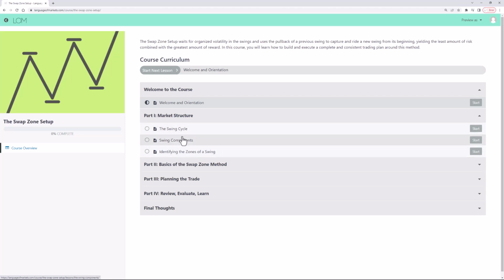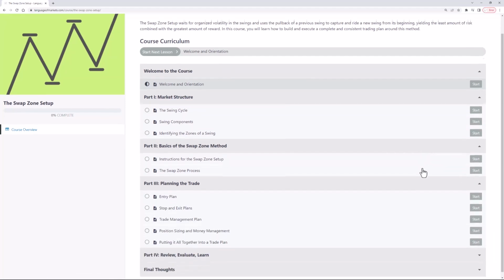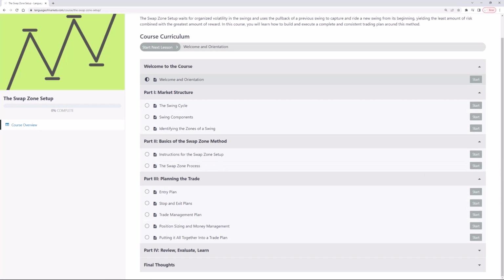The next part of the course is the actual setup. It's pretty simple, really. It's just a small part of it. When I laid out the course, I can't teach you the setup without teaching you how to identify it. The next part of the course is, once you have the setup understood, this is the most important part.